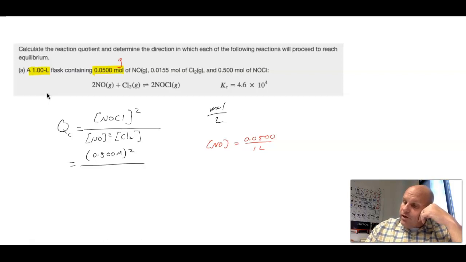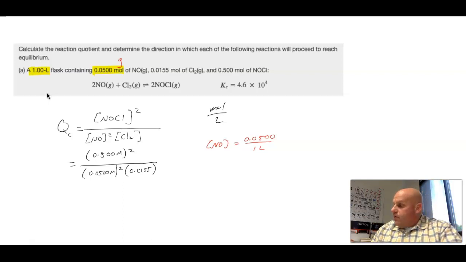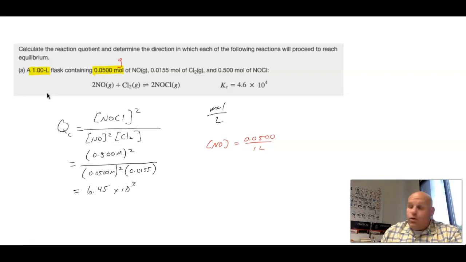Then our concentration of our NO will be molar squared, and our concentration of our Cl2. When I do this work, I'm going to get a value of 6.45 times 10 to the third. Now, Q and K values are unitless, so you do not need to worry about a unit here. And now I'm going to compare this to the K value that was given in the problem. So you see over here, they gave me the K value.